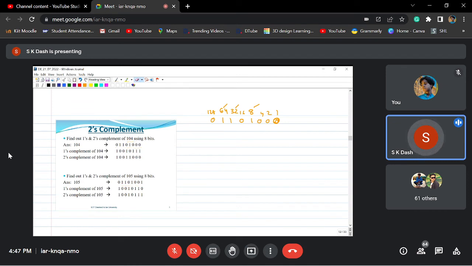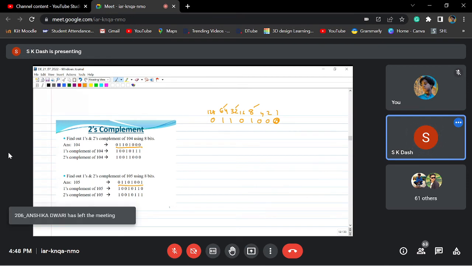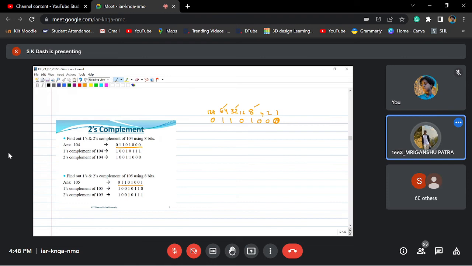Okay. Now, what is the difference between these two numbers? How do they differ? Everything is the same, only the last one differs. Yes. What is the name of that bit? Least significant bit. So both of them differ in the least significant bit. For the top one, the least significant bit is 0. For the bottom one, the least significant bit is 1.